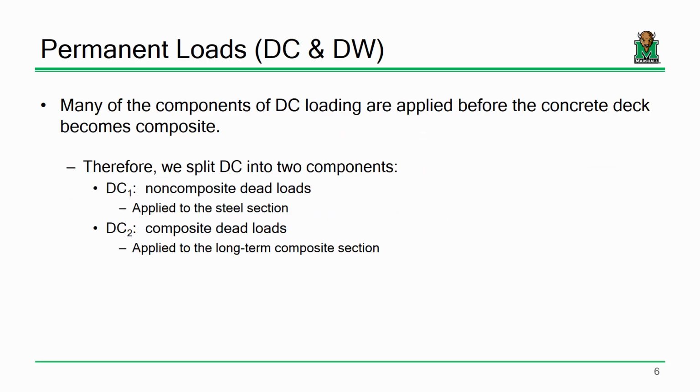Now, what we do when we're talking about DC is we use a particular naming convention, DC1 and DC2. So DC1 stands for the loads that go on first, in other words, the loads that are applied to the non-composite steel section. DC2 are the loads that are applied to the composite section. Since those loads are permanent and they're always there, we apply those to the long-term composite section.